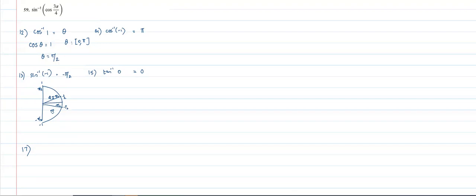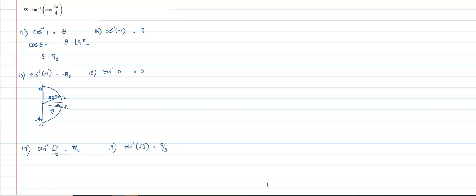So sine inverse of √2/2. Again, the question you're going to ask yourself is, in the interval -pi/2 to pi/2, where is sine √2/2? And the answer is pi/4. 19. What is tan inverse of √3? Again, this is going to be pi/3, because in the interval -pi/2 to pi/2, tangent is √3 when theta is pi/3.